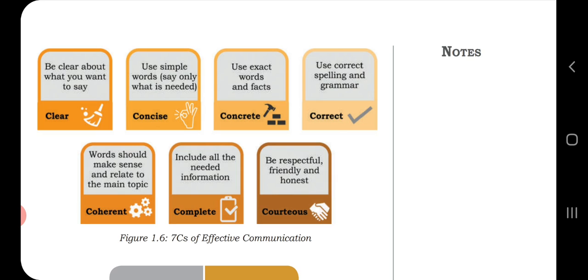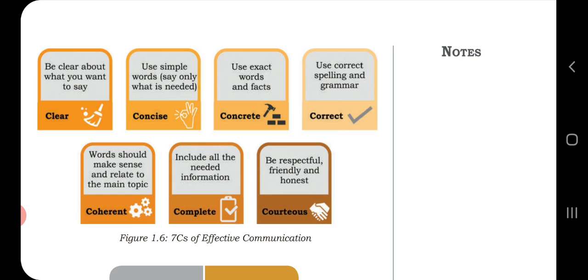Fourth principle is use correct spelling and grammar. This is a very basic requirement. Our spellings, if we are writing it, should be correct, and our grammatical mistakes should not be there.